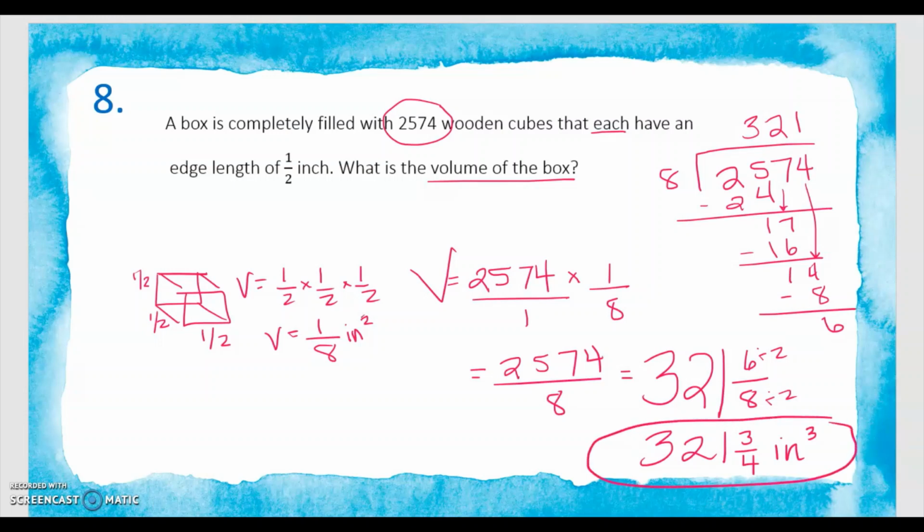And this should have been a cube over here, excuse me. So that is the final answer. Please pause if you need some more time to copy this down.